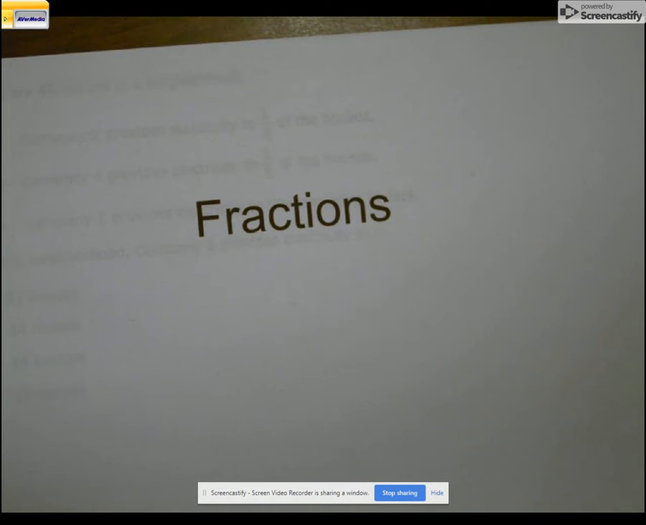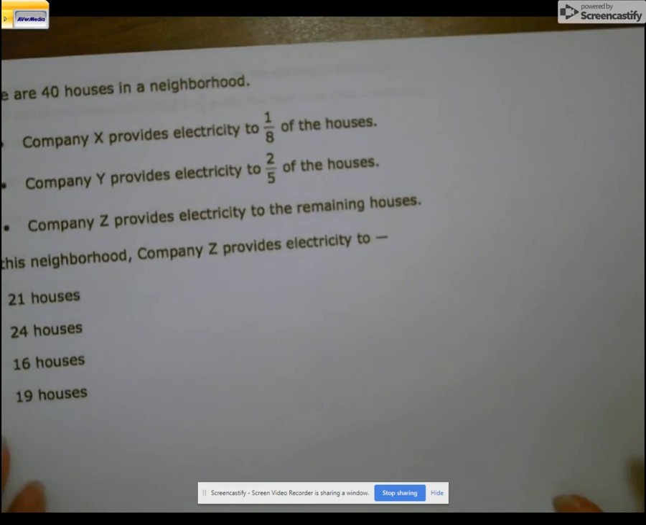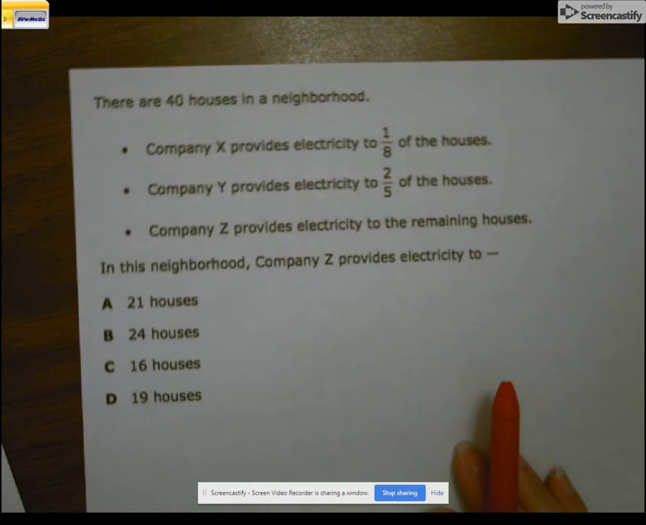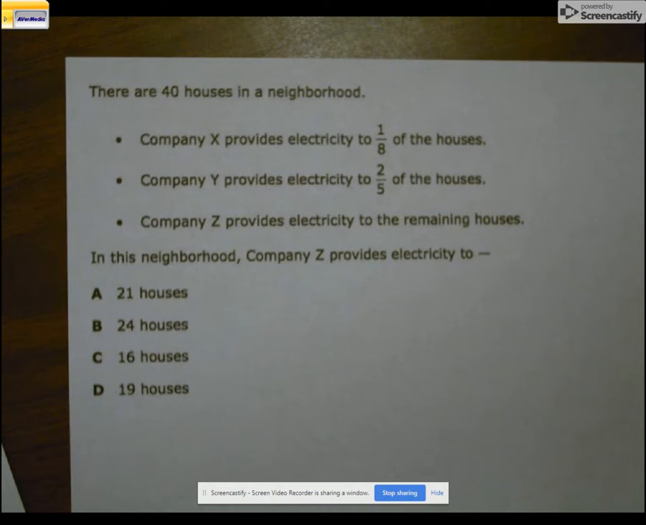Okay, so we're going to be looking at fractions and looking at some review questions with fractions. Our first question says there are 40 houses in a neighborhood. Company X provides electricity to 1/8 of the houses. Company Y provides electricity to 2/5, and Company Z provides electricity to the remaining houses. So I'm looking to see how many houses Company Z provides electricity to.